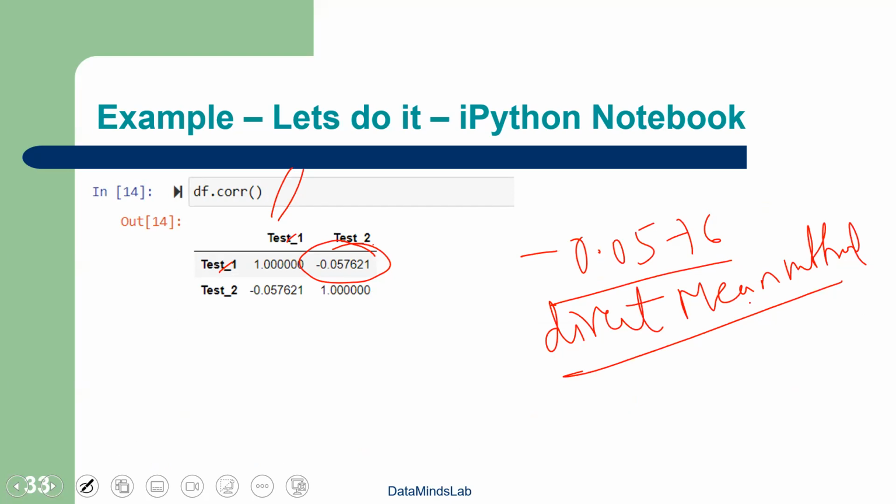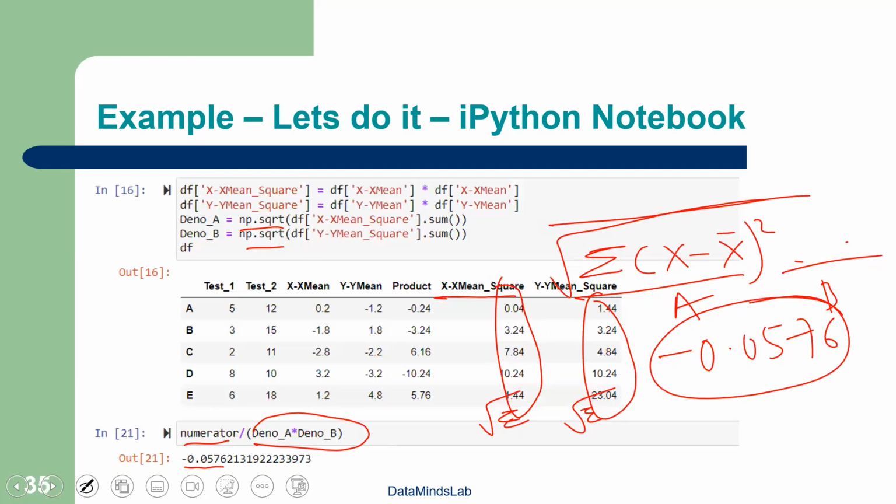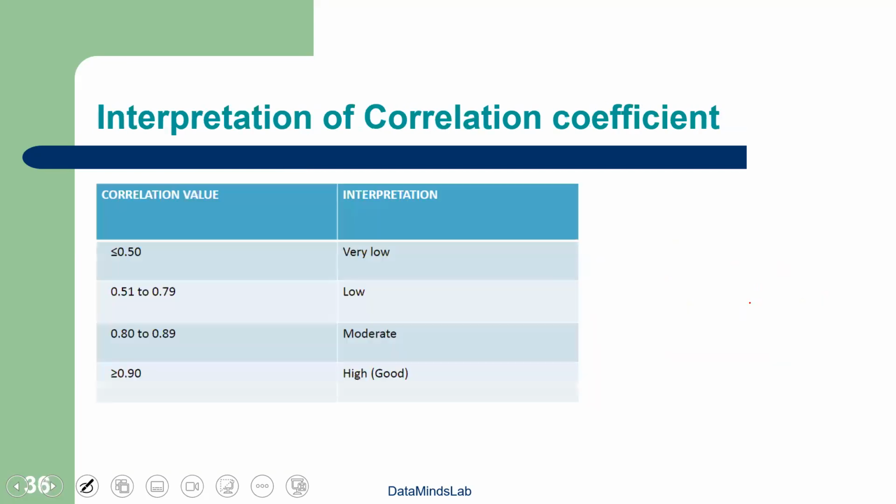And you should know how we can calculate the correlation manually, and also how we can calculate the correlation by Python, using the data frame. Similarly, we can do it with numpy also. That is the same thing.